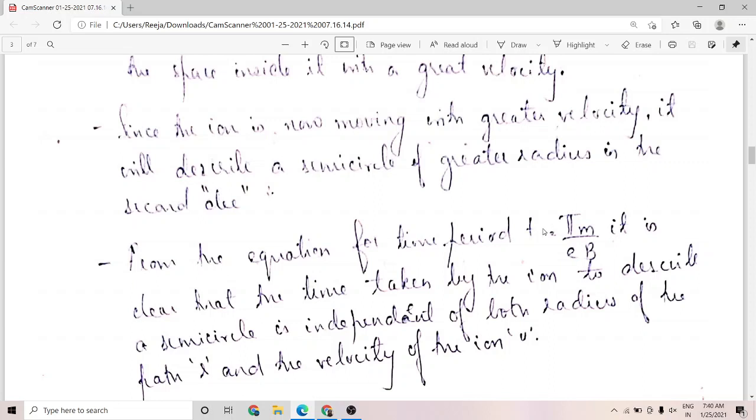It only depends on pi, m, e and B, all of which are constants, so that the time taken to execute the semicircular path or describe the semicircular path is a constant.